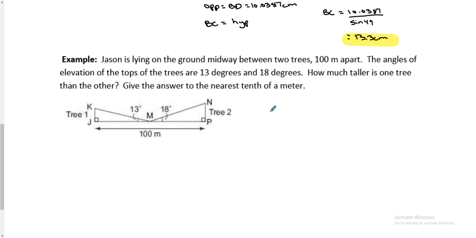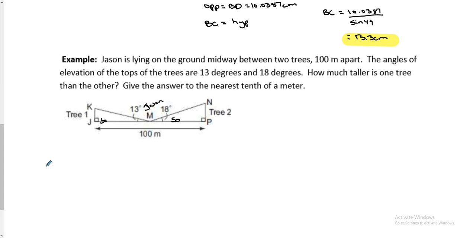Here's another example. We have that Jason is lying on the ground midway between two trees, 100 meters apart. That means M right here is Jason. The angles of elevation to the top of the trees are 13 degrees and 18 degrees. How much taller is one tree than the other? Give the answer to the nearest tenth of a meter. So this is 100 meters total, which means each side here is only 50.